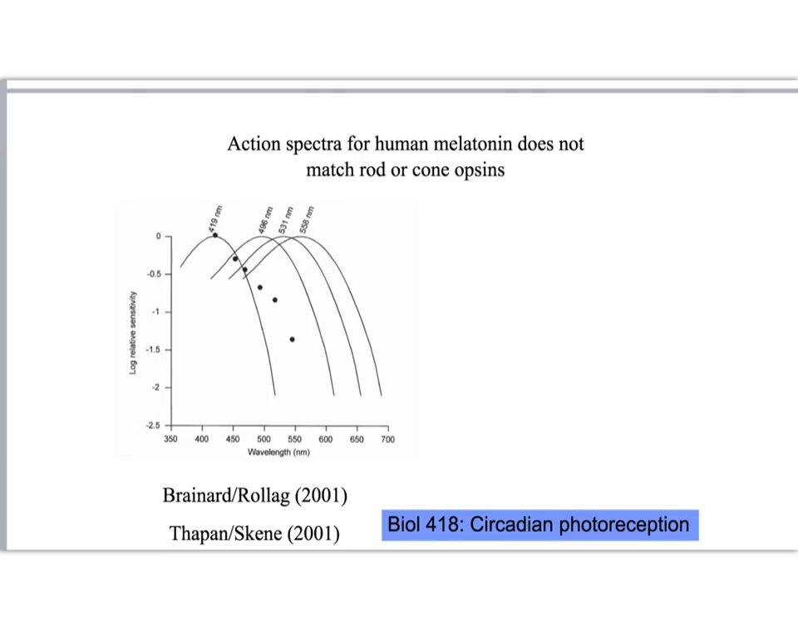So in this case, what we show is the spectral sensitivity for each of the known photoreceptors in rods and cones. And basically, the melatonin peak of sensitivity was kind of in the middle of two photoreceptors, but it didn't really fit any of the known photoreceptors that we knew back in the late 90s. So people were puzzled by this, because usually if you look at some photic response, you should be able to explain it by the photoreceptors that are present in the retina. In this case, that was not the case.